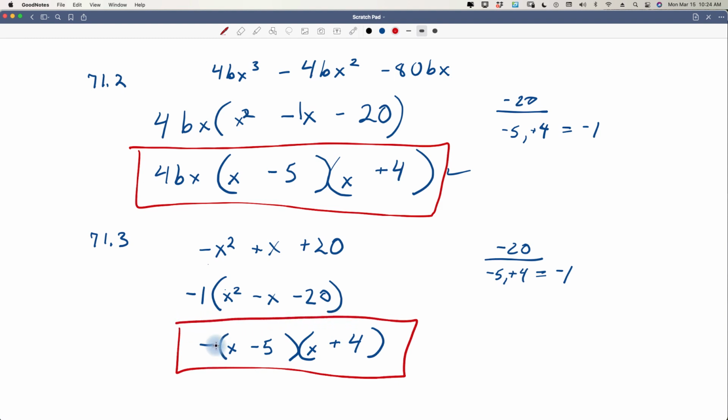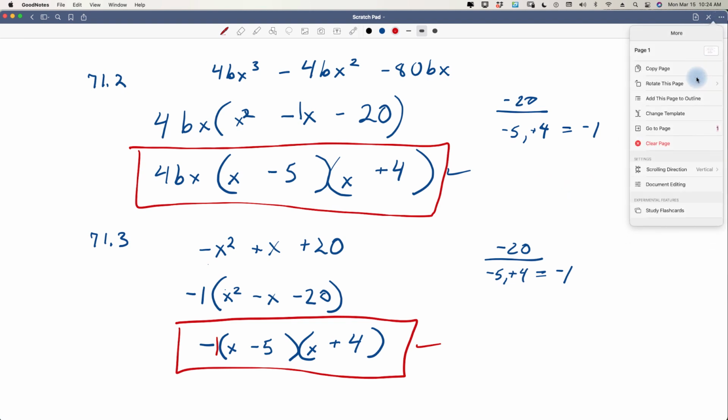And if you want to put the 1 in there, you can, but you can also just leave it as a negative. That's okay. All right, 71.4.